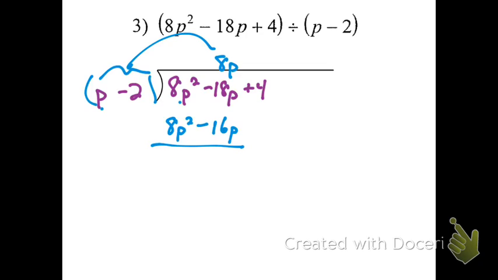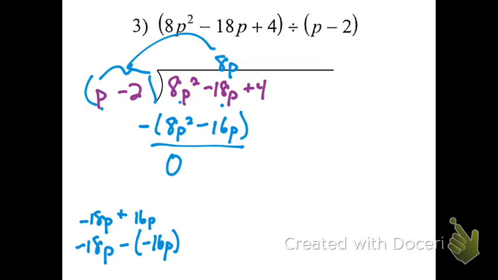All right, so we have to subtract. 8p squared minus 8p squared is 0. Now, negative 18p right here minus negative 16p. That's like negative 18p plus 16p. That'll be negative 2p. And then I drop down my positive 4. All right, now the same question we have to keep asking ourselves. What do we multiply by p to get negative 2p? That's going to be a negative 2. So negative 2 times p is negative 2p. Negative 2 times negative 2 is a positive 4.